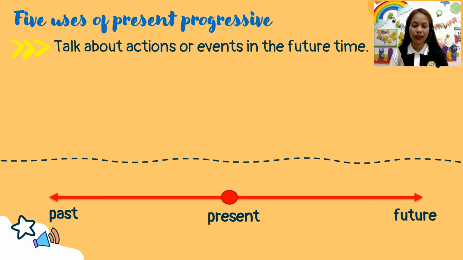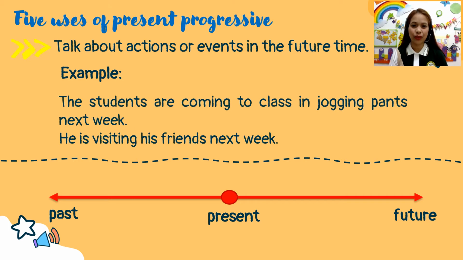Next one, to talk about actions or events in the future time. For example, the students are coming to class in jogging pants next week. He is visiting his friends next week. Are coming and is visiting are both in progressive tenses. The expression next week is used to indicate the time, meaning that the action is going to happen in the future time.